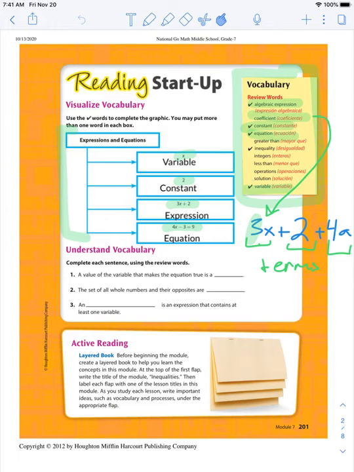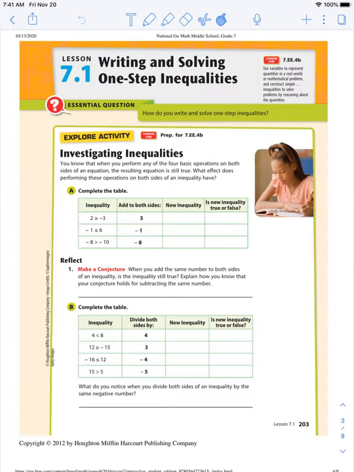And remember, like terms are terms with the same variable. So if I had 3x plus 2x, those are like terms. I can combine those. 3x plus 2x is 5x. Like terms have the same variable. So when I combine them, I'm adding their coefficients to get the simplified solution.